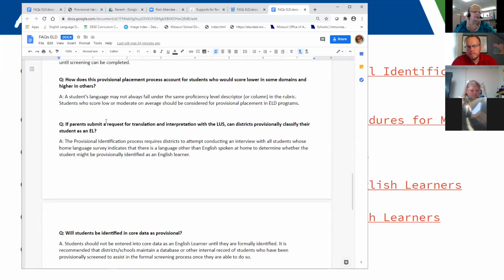Next question, how does this provisional placement process account for students who would score low in some domains and high in others? It's just going to be like in the past. You're just going to have to look at the overall score and it's just a provisional judgment, so make your judgment as an overall basis.